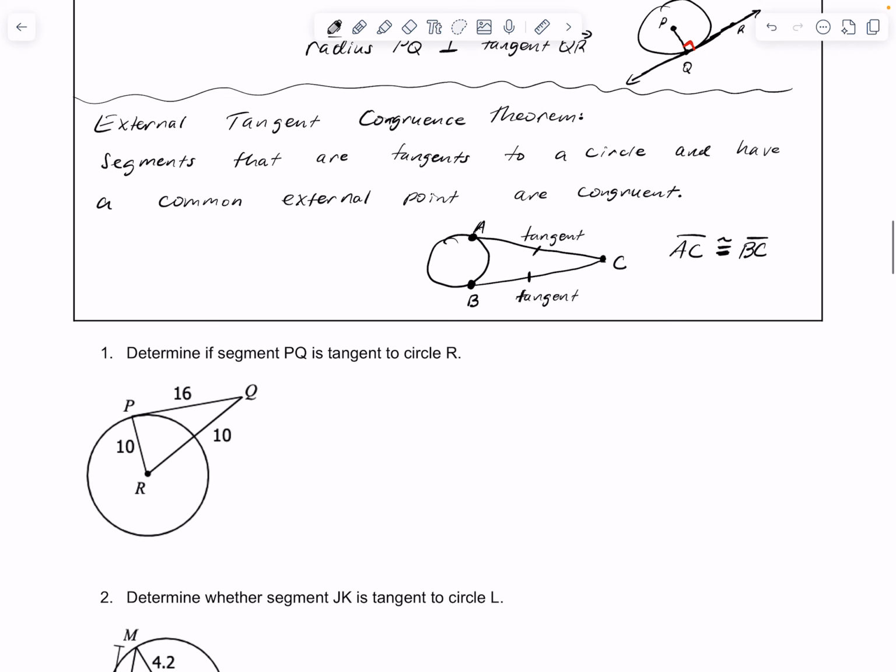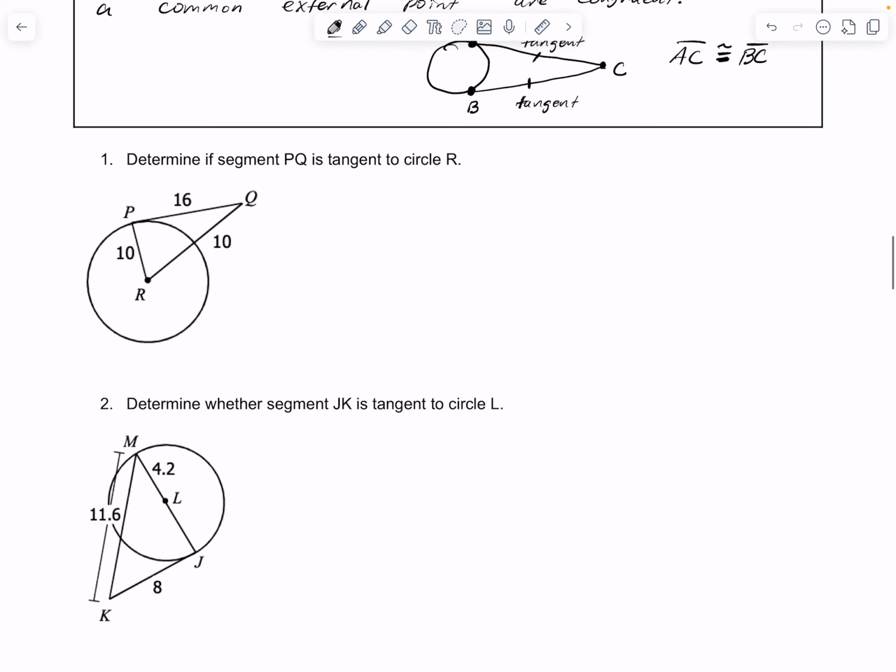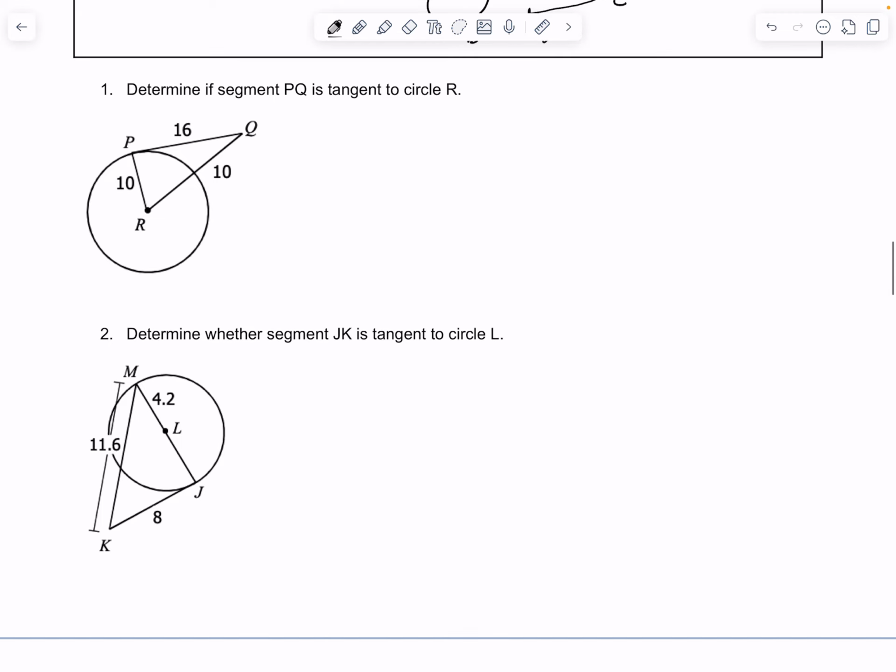Okay, so let's do 5 questions together. I'm not going to do all of them on here, but you can check out the key on Canvas for the ones that I don't do. So I'm going to do 1 through 5, essentially.